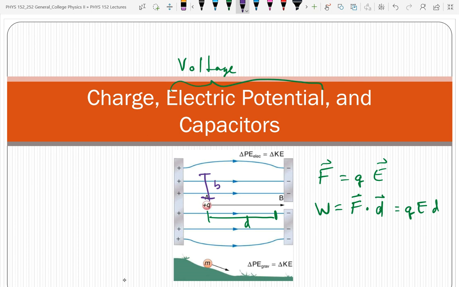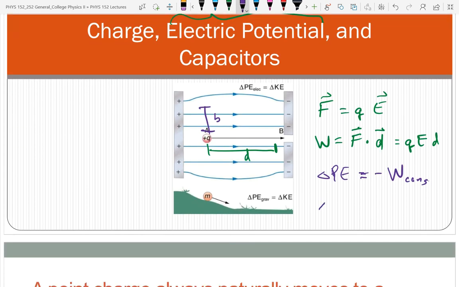Okay, we define change in potential energy as minus the work by a conservative force. This electric force is conservative, means it'll give us back energy, and so we can define a potential energy that's minus that work conservative. So the change in potential energy is equal to minus QED.